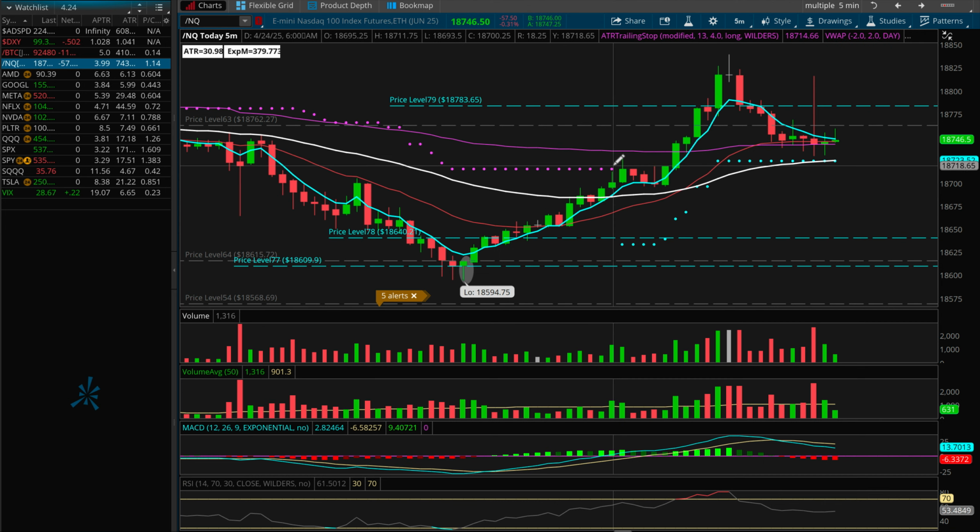That means we got strong momentum to the upside. So back to the upside here, we have trouble in this area. We have this area of VWAP here. We came down a little bit under that.